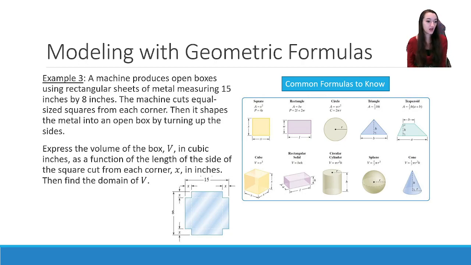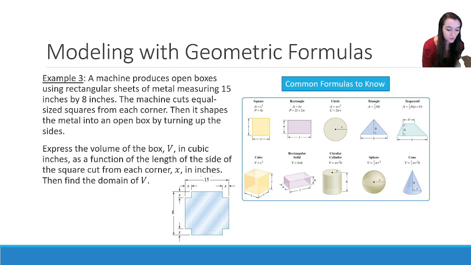So for this problem, we have a machine that produces open boxes using rectangular sheets of metal measuring 15 inches by 8 inches. The machine cuts equal-sized squares from each corner. Then it shapes the metal into an open box by turning up the sides. We want to express the volume of the box V in cubic inches as a function of the length of the side of the square that was cut from each corner, which we'll call that length X, in inches. Then we will find the domain of that volume.